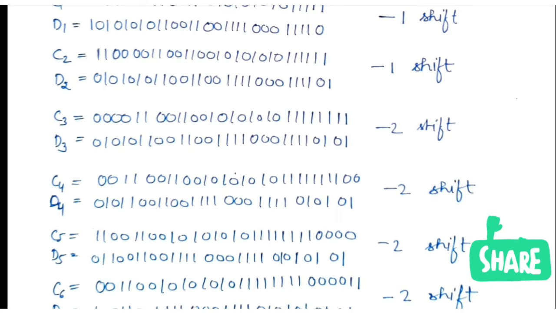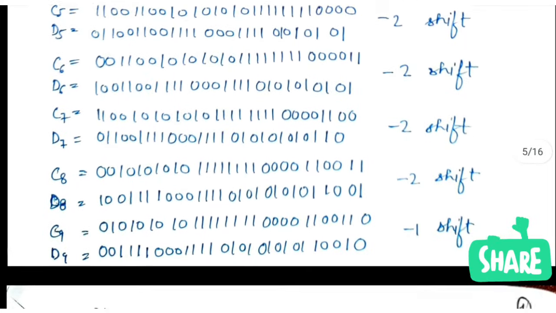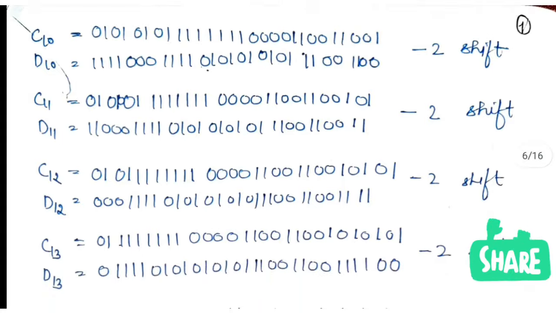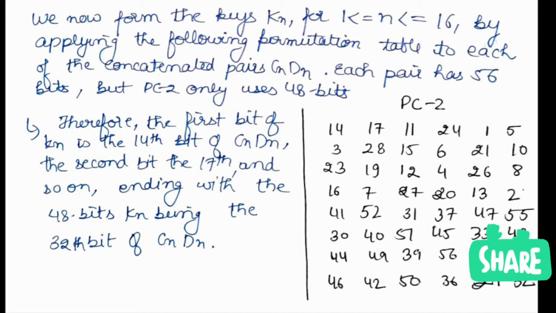So in the same manner, by looking at the iteration table for 1 or 2 left shifts, I have created all these Cn and Dn values for n greater than or equal to 1 and less than or equal to 16. So let's have a quick look at all these values, which are already calculated. We now form key Kn for n from 1 to 16 by applying the following permutation table to each of the concatenated pairs CnDn.